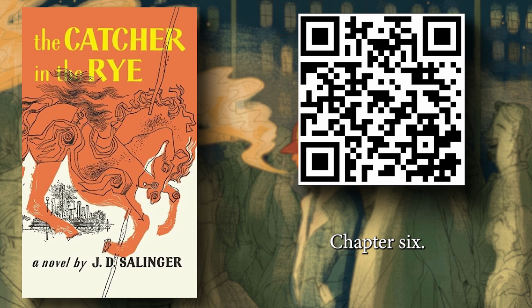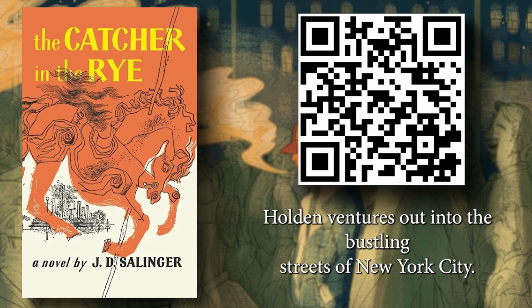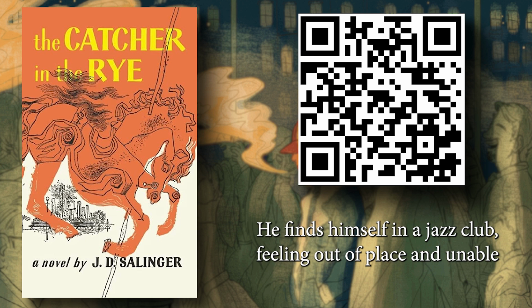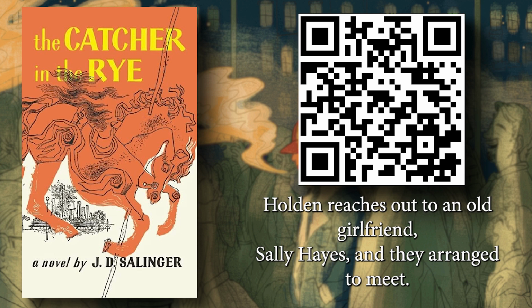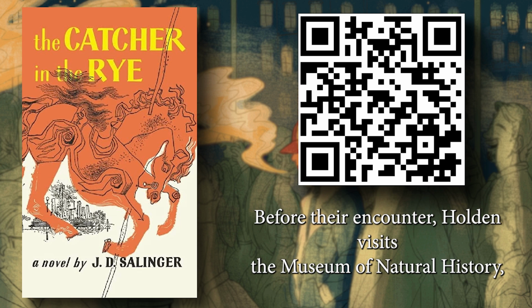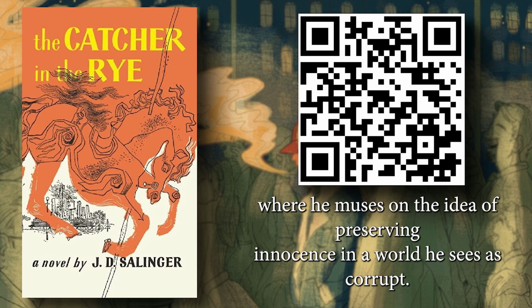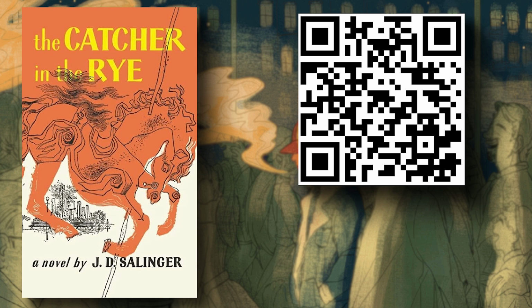Chapter 6. Eager to distract himself, Holden ventures out into the bustling streets of New York City. He finds himself in a jazz club, feeling out of place and unable to appreciate the music. Seeking some semblance of companionship, Holden reaches out to an old girlfriend, Sally Hayes, and they arrange to meet. Before their encounter, Holden visits the Museum of Natural History, where he muses on the idea of preserving innocence in a world he sees as corrupt.